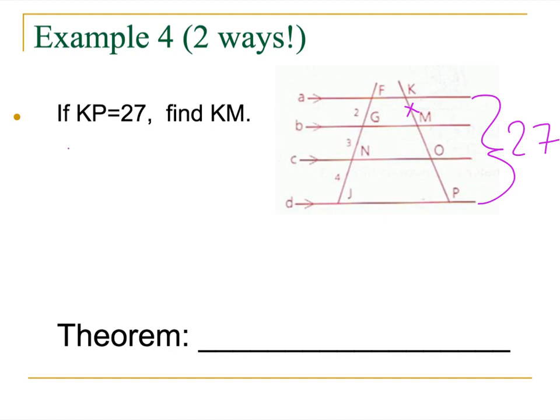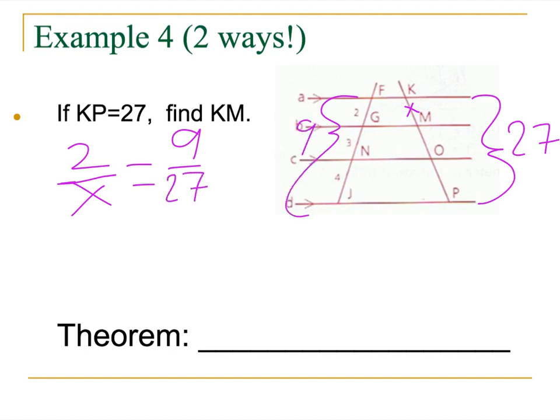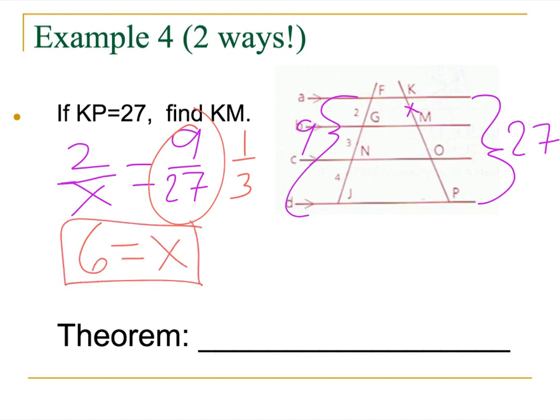So I've got 2 over x is equal to, well, what corresponds to the 27? That's all the way from F to J. 2 plus 3 plus 4 is 9. So this whole part right here is 9, and that's over 27. I can simplify this down. 9 over 27 is 1/3. So 2 times 3 is 6, equals 1 times x, which is x. X is the part that I'm looking for because I labeled KM as x.